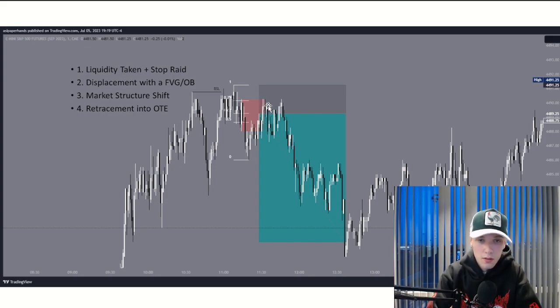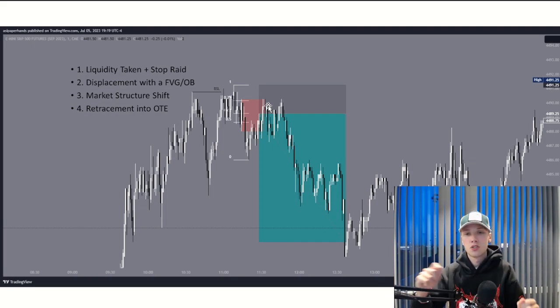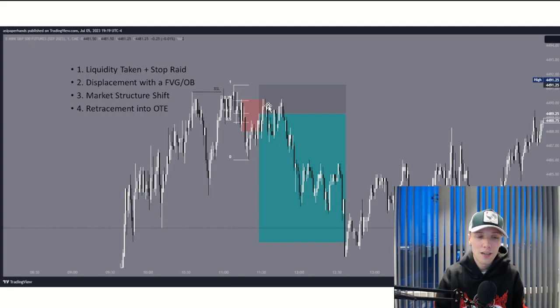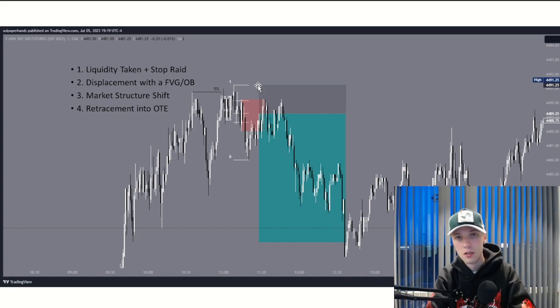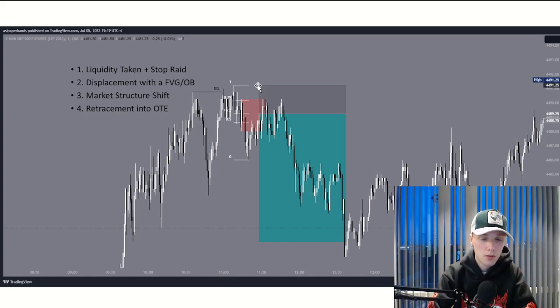So retracement into OTE, check. And you're officially in the market. You're in a short position. So stop loss above this wick here, I would put it at least 2 ticks above because the market tends to tap into it before it continues down. So you might actually get filled, so you're out of the trade before it continues down.